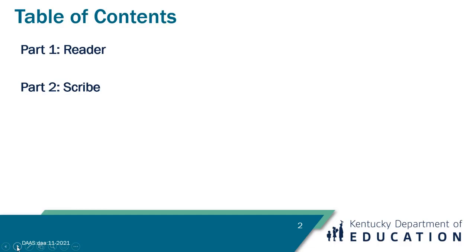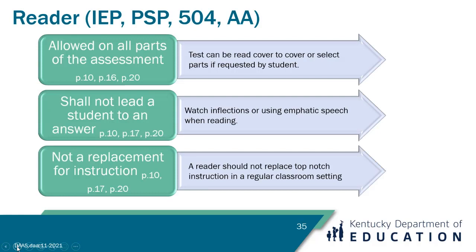In this module, we will discuss the various rules and roles played by those providing the reader and scribe accommodations on state testing. Readers of multiple varieties are available on state testing. Each individual test will have literature that guides you on how each reader is to be provided within the testing environment. Text-to-speech is allowed for students with an IEP, 504, PSP, and AA.